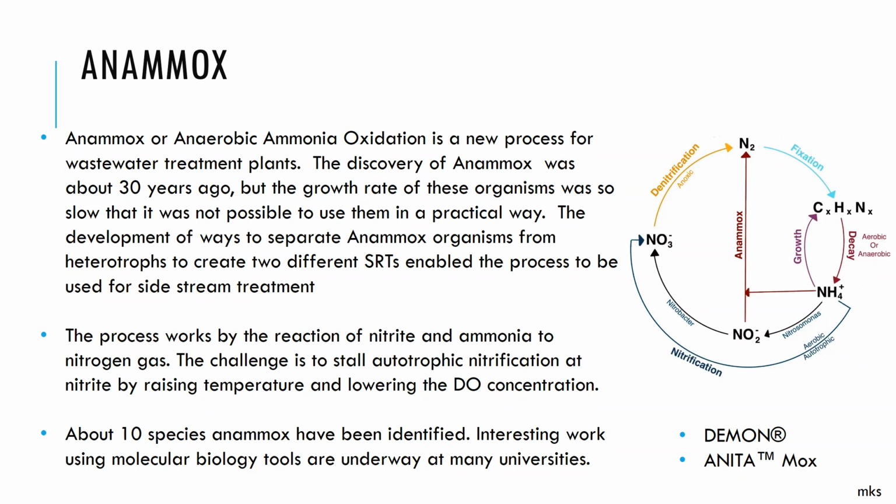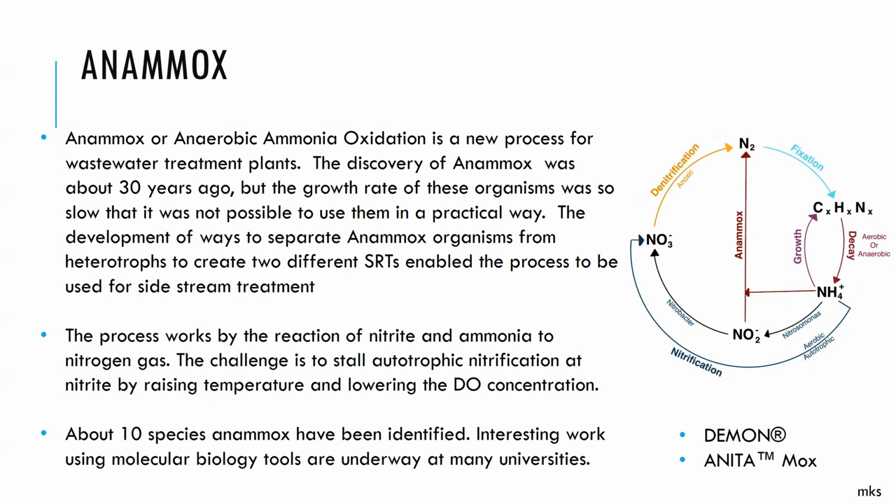And the challenge of this process is to create nitrite, stopping the autotrophic nitrification at nitrite, which we typically do at elevated temperatures and DO concentration. And since we're talking about elevated temperatures, the digester supernatants are excellent candidates because they're already warm. We don't have to heat them.